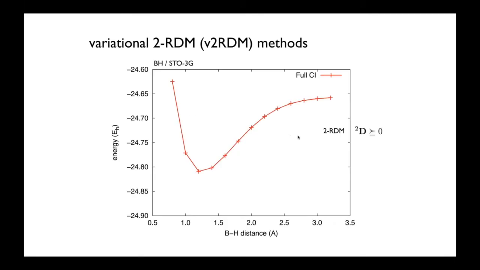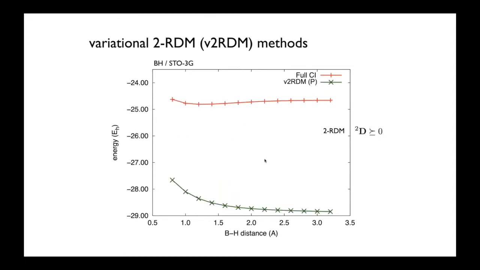So here's an example of how this works. I have beryllium hydride in a minimal basis set described by full CI. This is the answer I want to reproduce. If I impose the conditions I just described to you and minimize the energy with respect to the elements of D2, subject to the non-negativity of its eigenvalues, that's what this denotes, then I get this curve.